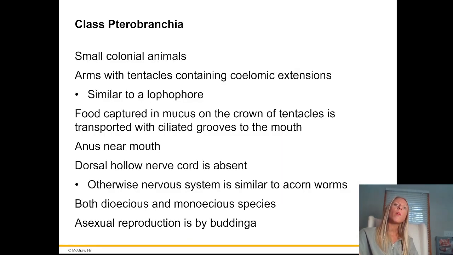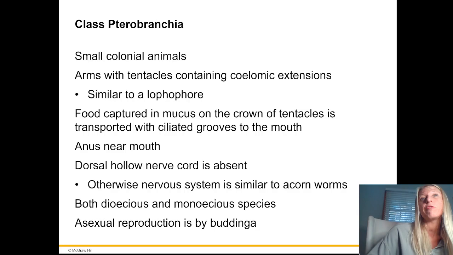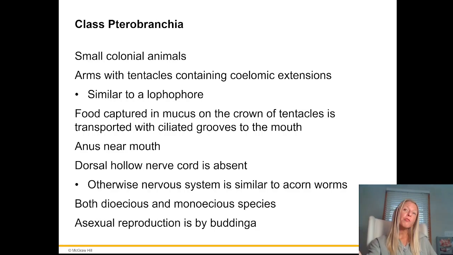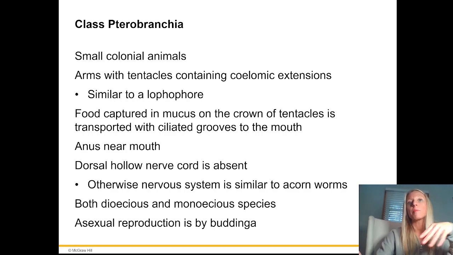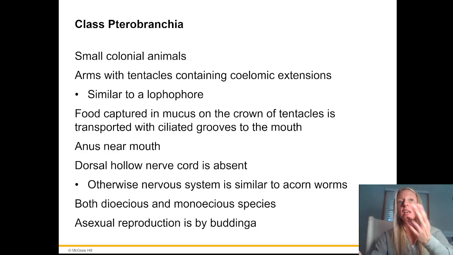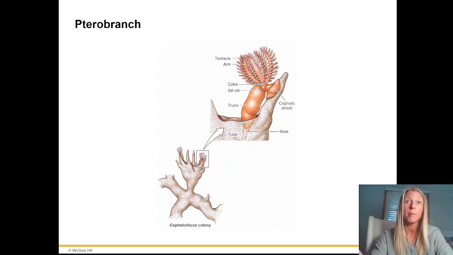The pterobranchs are small colonial animals. They have arms somewhat like tentacles that actually contain coelomic extensions, similar to a lophophore. They capture food in mucus on the tentacles, and then they transport that to their mouth, and their anus is actually near their mouth. Super cool. They don't have a dorsal hollow nerve cord. And otherwise, their nervous system is similar to those acorn worms. We have both dioecious and monoecious species, so two sexes or one sex, and they can asexually reproduce by budding.